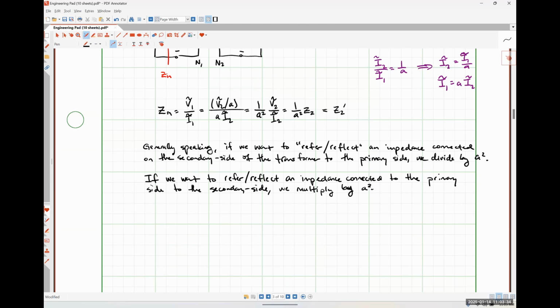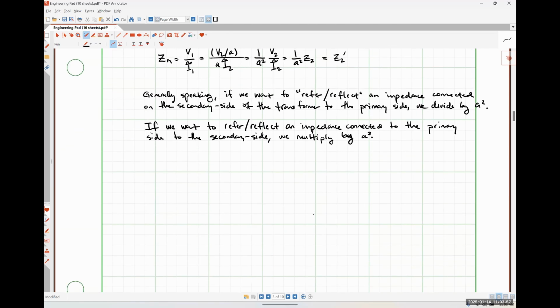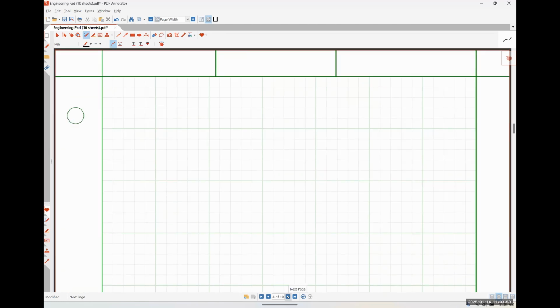So that, generally speaking, is our rule for sending impedances from one side of the transformer to the other. I'm making a specific note of that because that is a technique that we are going to use rather often in building the different equivalent circuit models that we're going to be dealing with. So let's get around to that. I'm going to do this as kind of a separate section.